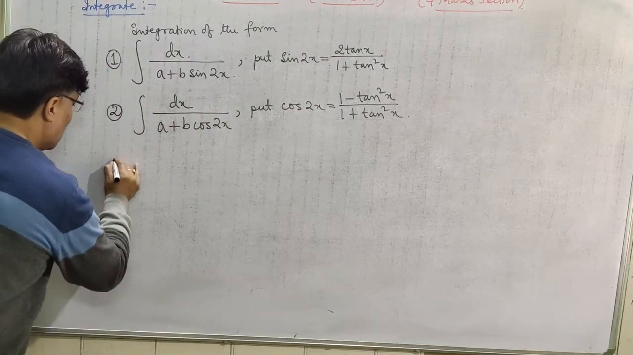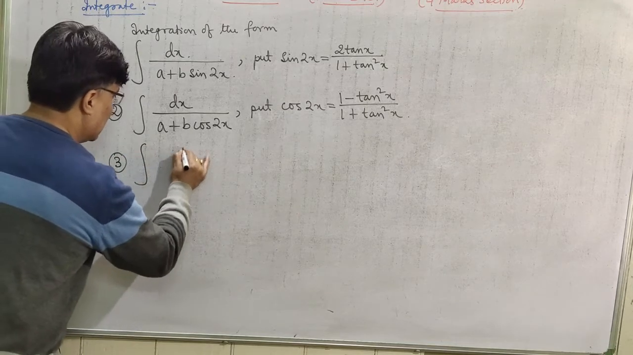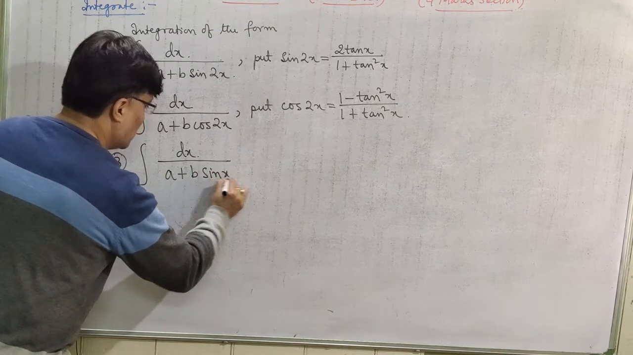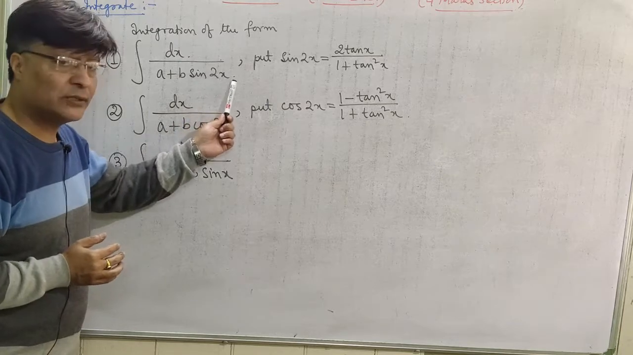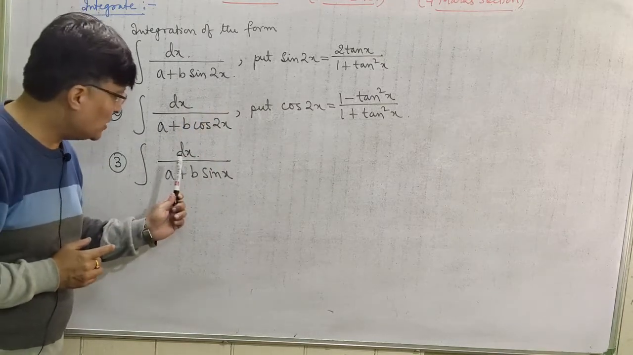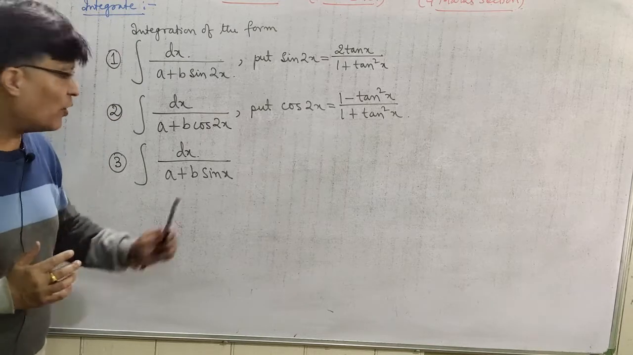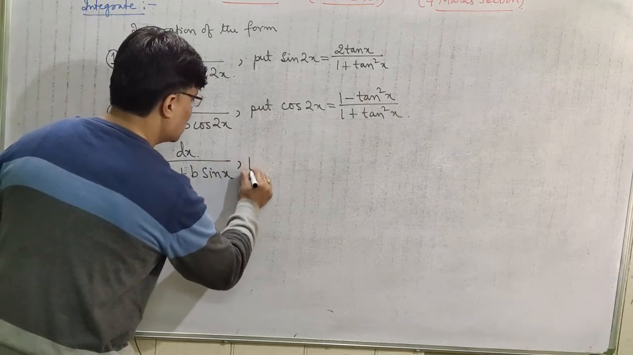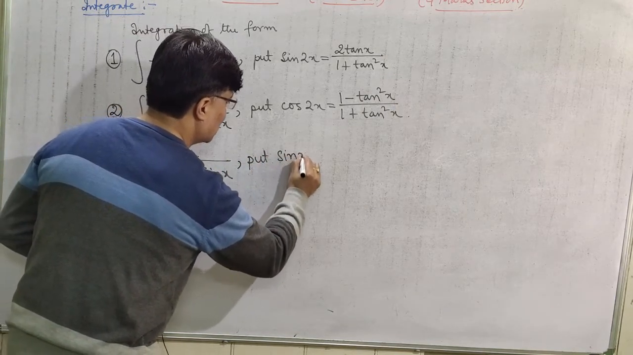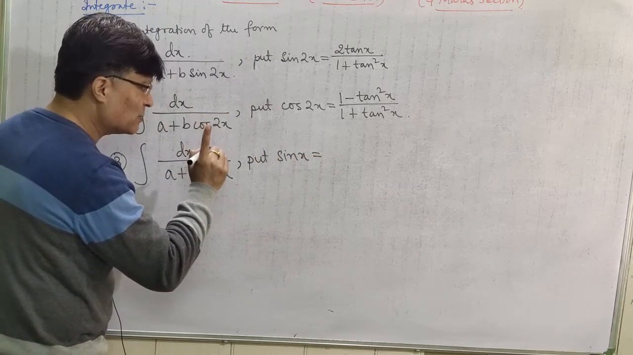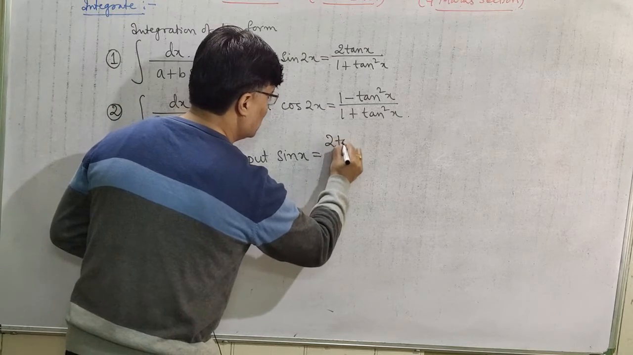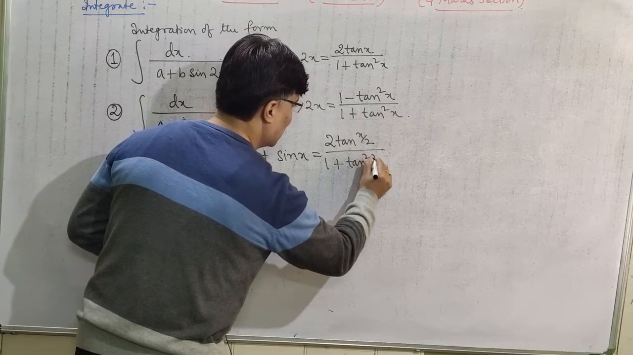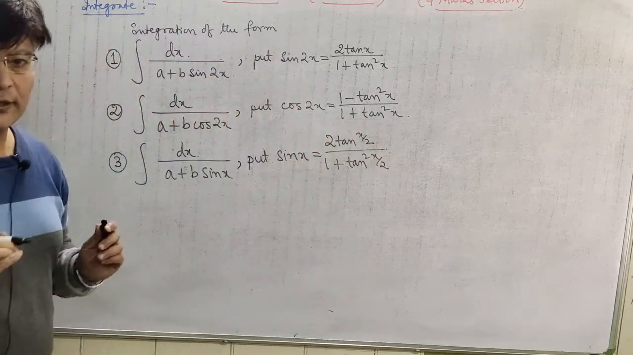Number 3, you may have this type of integration like the integral of dx divided by a plus b sine x also. Instead of sine 2x, you may have sine x. So in this case, what will you do? You have to use the formula from submultiple angles in terms of tan. You always put sine x in terms of tan x by 2, that is 2 tan x by 2 divided by 1 plus tan square x by 2. So I think you have understood it.